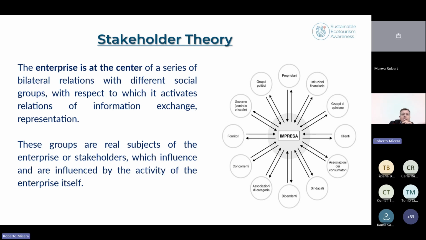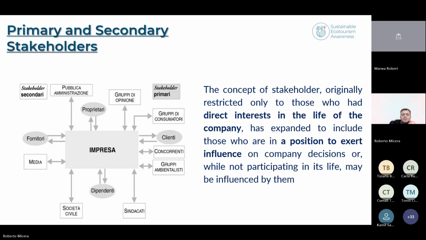For the stakeholder theory, it's important to understand that the enterprise is at the center of a series of bilateral relations with different social groups that we name the stakeholders. And the stakeholders influence and are influenced by the activities of the firm. We also distinguish the primary and the secondary stakeholders.